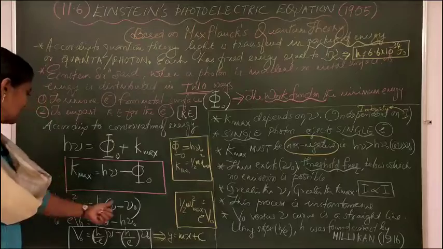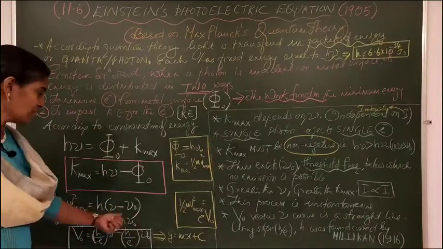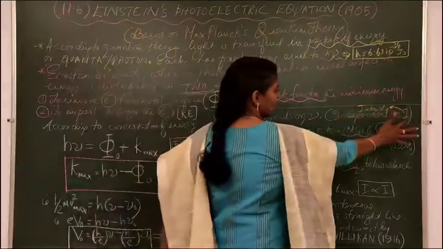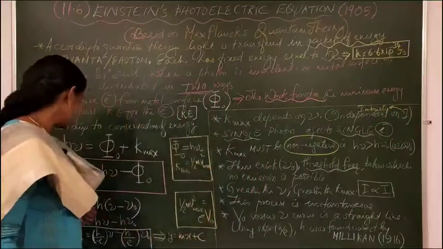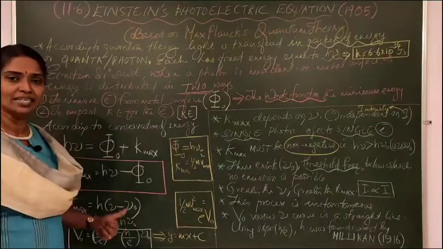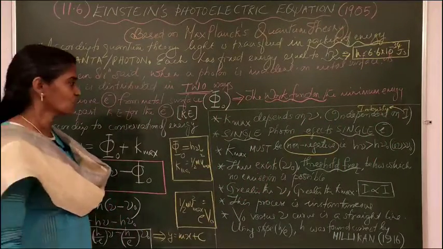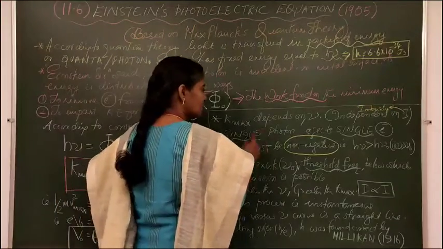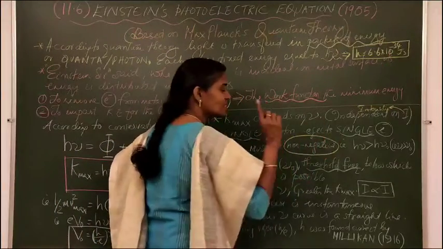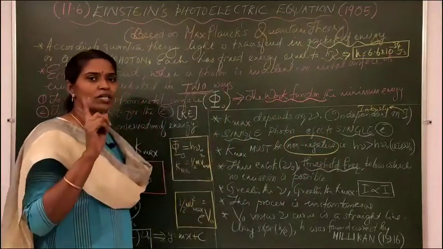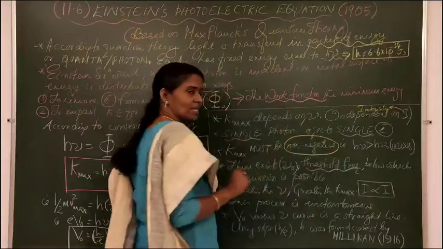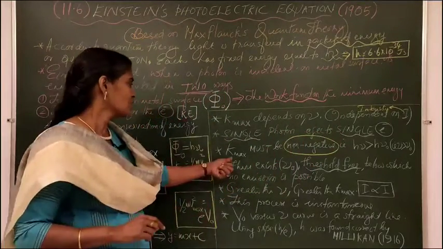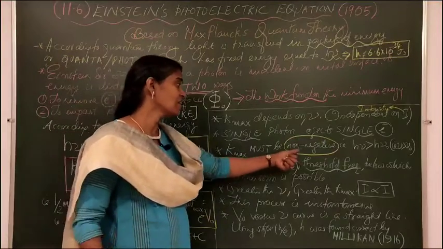But in this term, you don't have anywhere a term like intensity. So it is independent of intensity. K max has nothing to do with the intensity of the incident photon. Now the second thing, a single photon can eject a single electron. One-to-one ratio. One photon, one electron. That is the case.